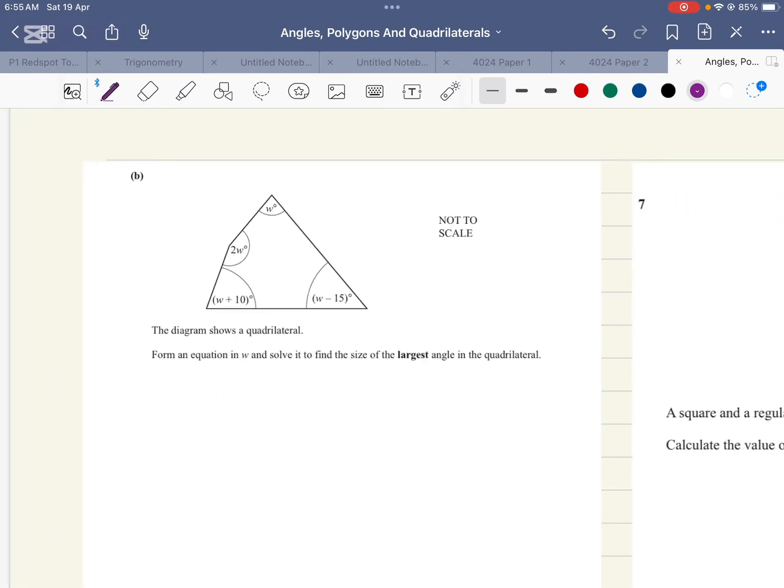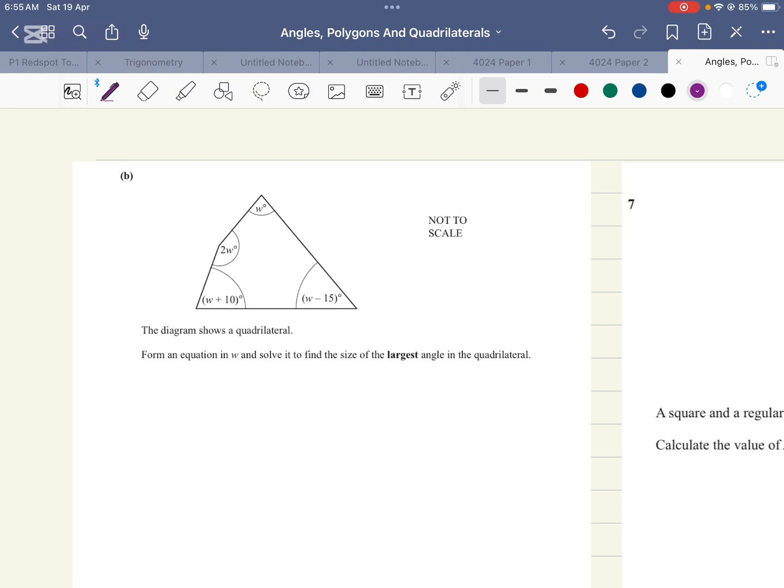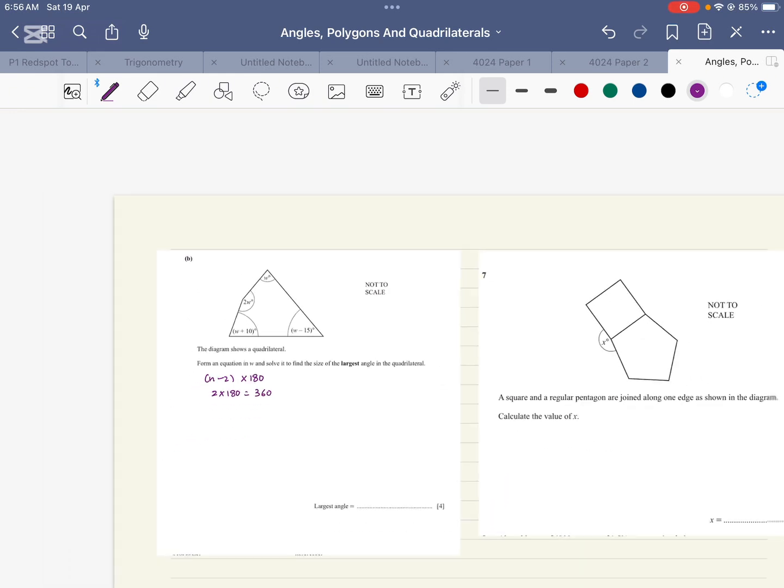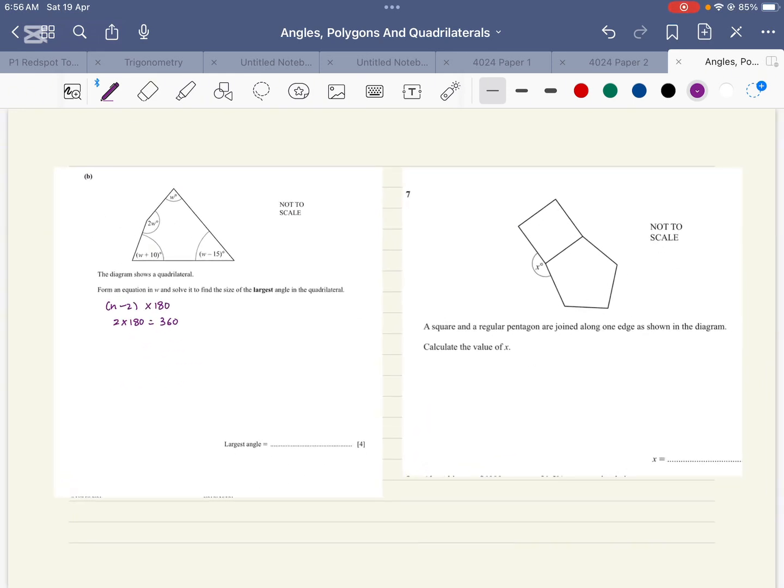Next question. The diagram shows a quadrilateral, meaning with 4 sides. Form an equation in w and solve it to find the size of the largest angle in the quadrilateral. All of them add up to 360, but I will show you why 360. (n minus 2) into 180. 4 minus 2 is 2 into 180 gives us 360. So the sum of all angles in a quadrilateral is 360.